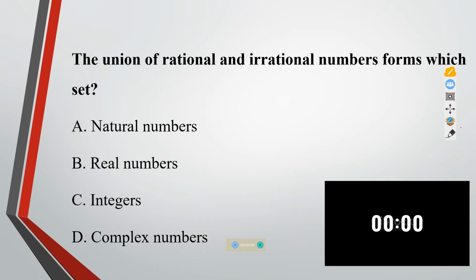The union of rational and irrational numbers forms which set? They form the set of real numbers. The set of real numbers is the union of rational and irrational numbers.